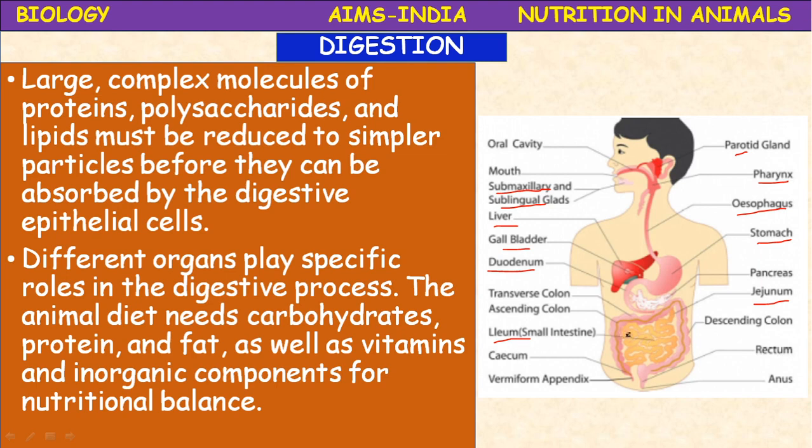The next, the large intestine is divided into transverse colon, ascending colon, cecum, and descending colon, then rectum. So this large intestine opens into the rectum, and the rectum opens outside through the anus. This is the digestive system, where the food undergoes physical and chemical changes. The process of digestion begins in the oral cavity, the mouth.